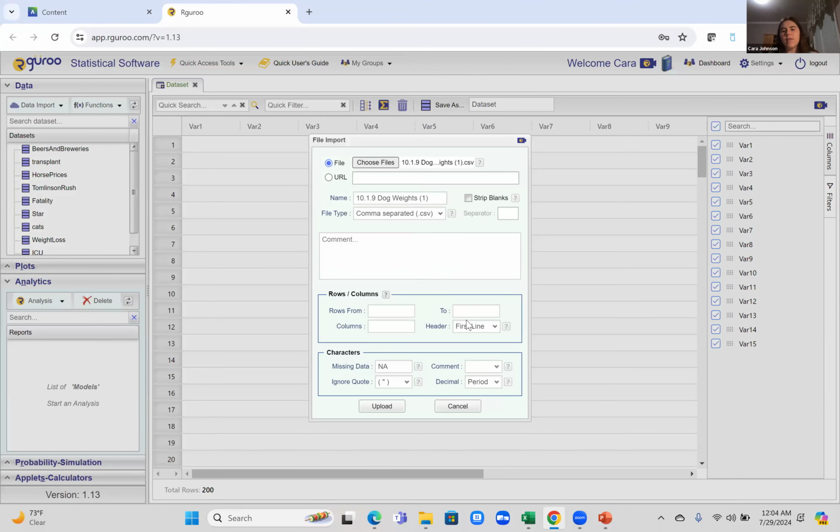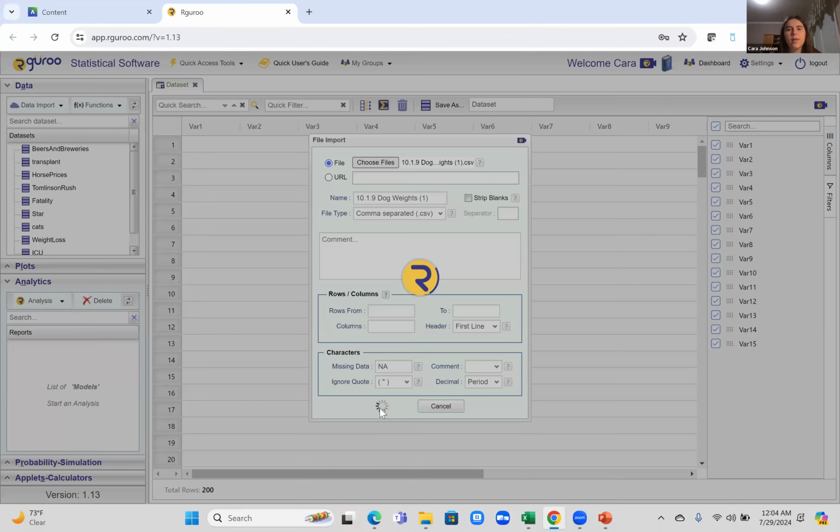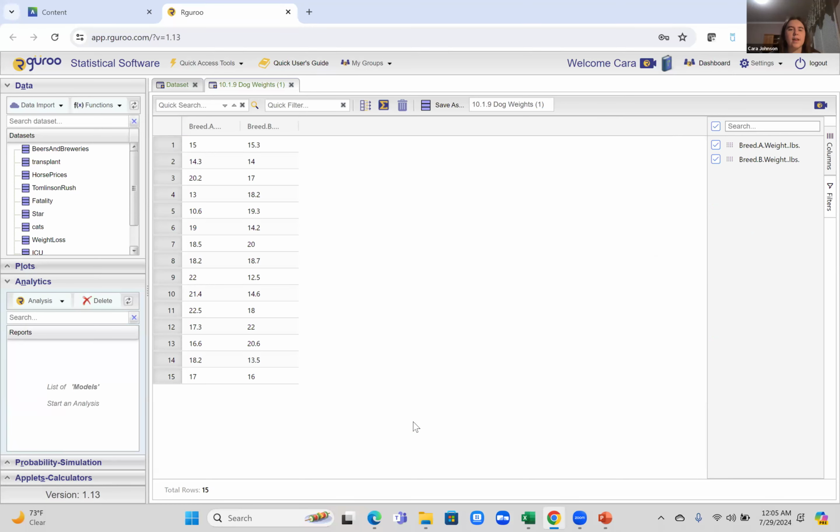And then remember, you want to select header in the first line if your first line has a title. All my data sets do. Just double check the ones on Newton. If it didn't for some reason, then you put no header, but they should. Hit upload. And then we have our data set in here.